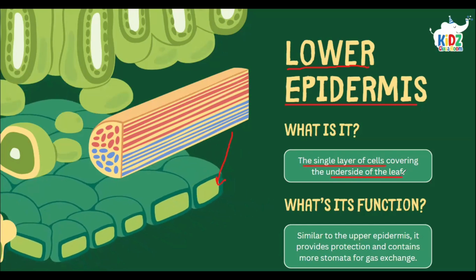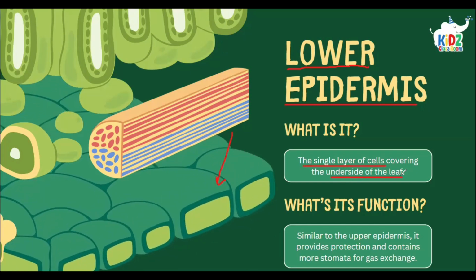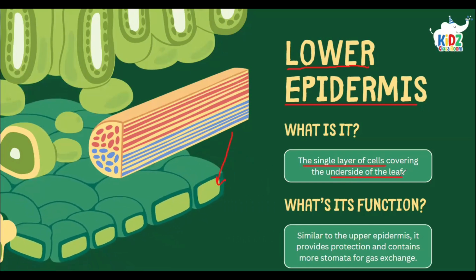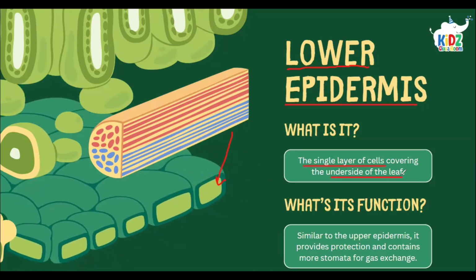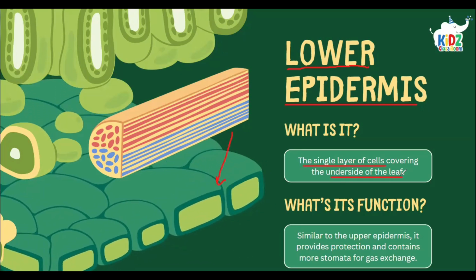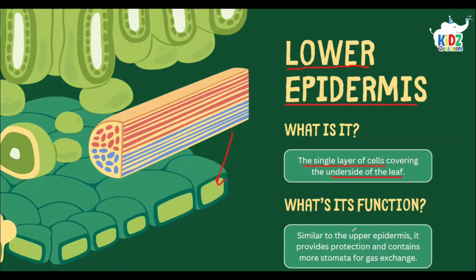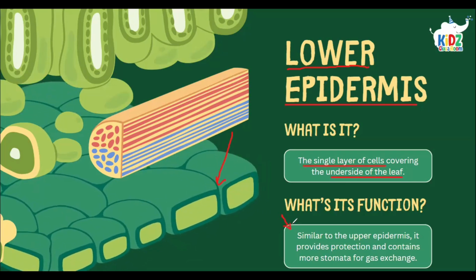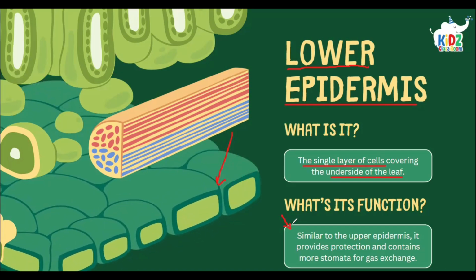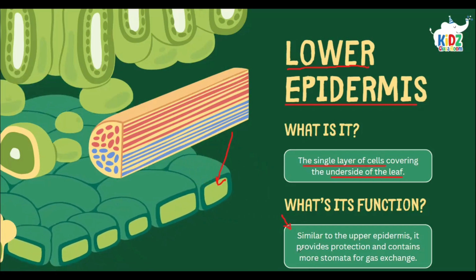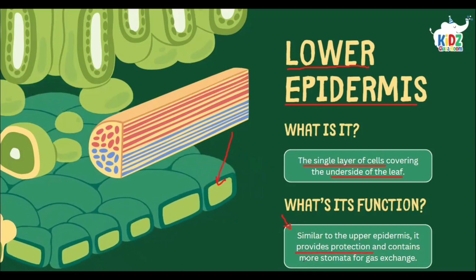And what was the upper epidermis? It was the single layer of cells which covers the upper side of the leaf. However, the lower epidermis is also a single layer of cells, but it covers the underside of the leaf. And what's its function? Its function is similar to the upper epidermis. It provides protection and contains more stomata for gas exchange.